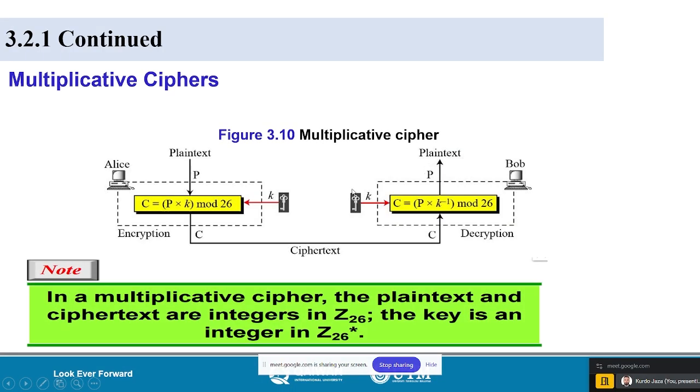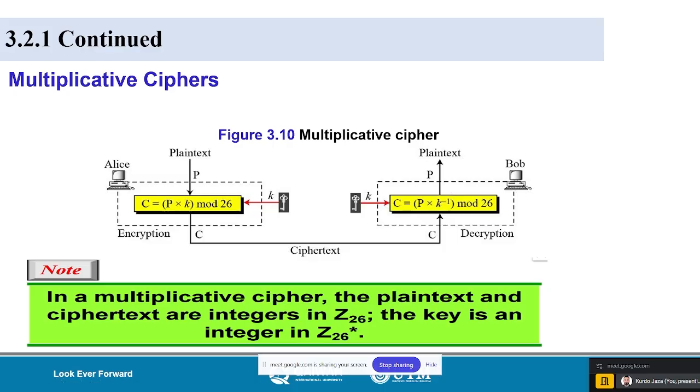Now, for Alice to send a ciphertext to Bob, she wants to encrypt the message. What she will do is say: my plaintext multiplied by the key mod 26 would be my encryption method. And of course, the other side would be decryption. Decryption would be equal to the ciphertext multiplied by k to the power of -1 mod 26. Now, this k to the power of -1 would be the multiplicative inverse.